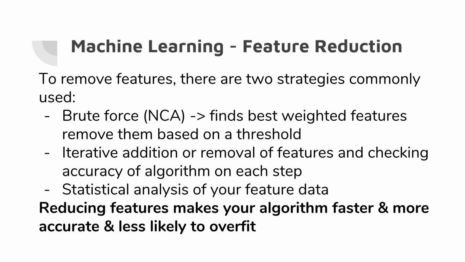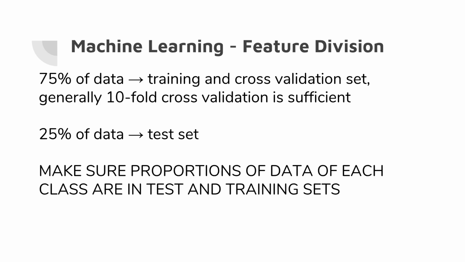So basically, the motivation to this, as I mentioned before, is that reducing features makes your algorithm faster, more accurate, and less likely to overfit. So back to data division again. Remember, you want to divide the data that you've taken in, 75% as training and cross-validation, and 25% of that data goes to your test set. But the most important thing you need to remember is that you want to make sure that the proportions of data that you get of each class, and each type of each class, like if you have subtypes or anything, is equal between the test and the training set if you can manage it, if it is doable.